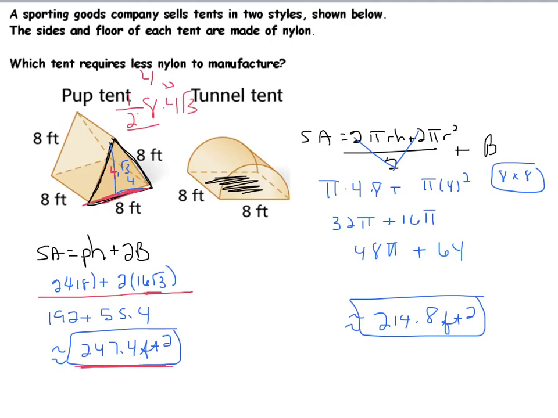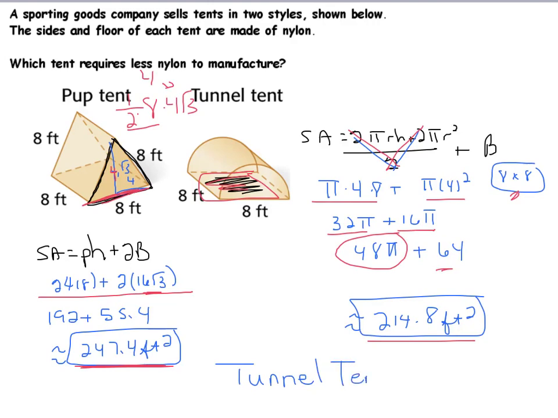You get for the pup tent 247.4 feet squared. Here, I canceled out the 2's, so I did pi r h here, which gives me 32 pi, and then pi r squared here, which gave me 16 pi. So altogether I have 48 pi, but then don't forget you have that square base, so 8 by 8 is 64, so this is 214.8. So now if you go back, it says, which tent requires less nylon? Well, it's pretty accurate if you were to guess that the tunnel tent takes less nylon.